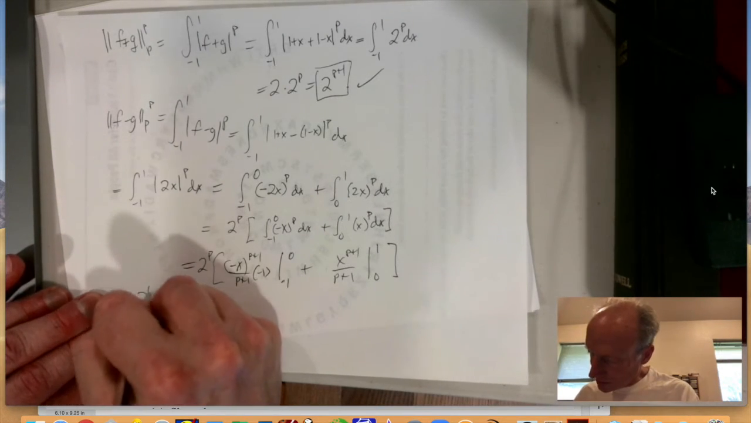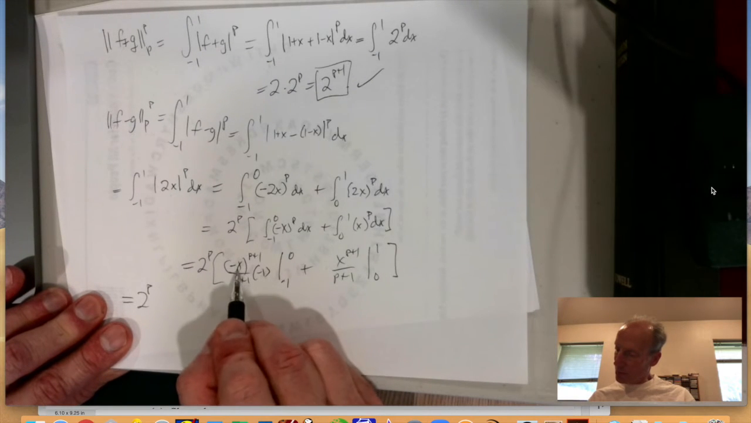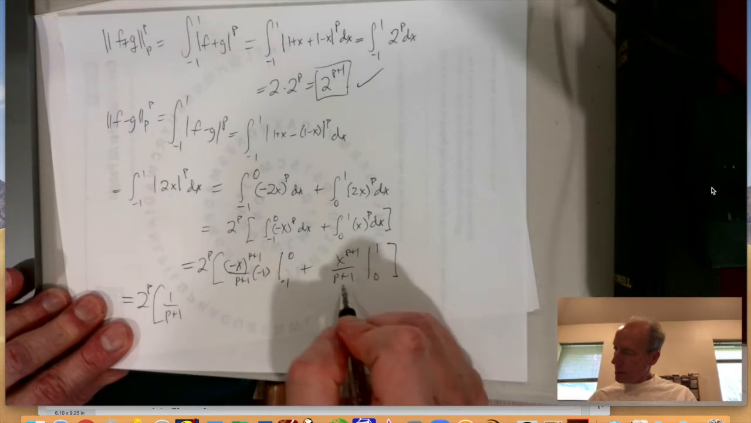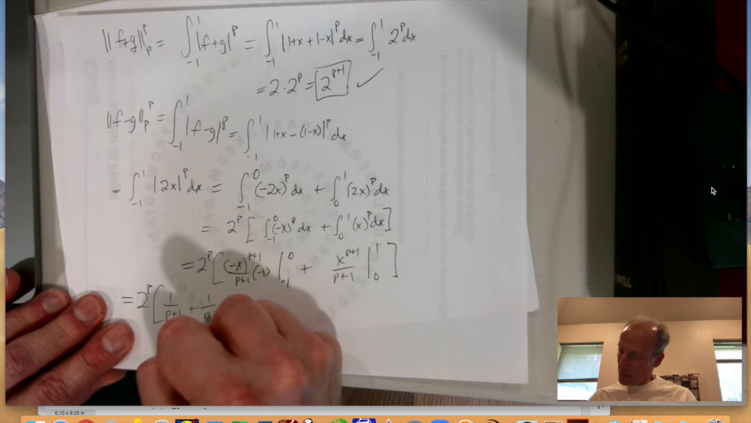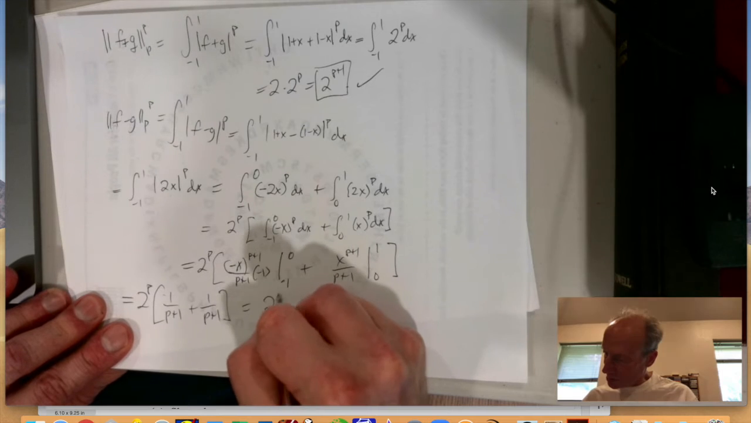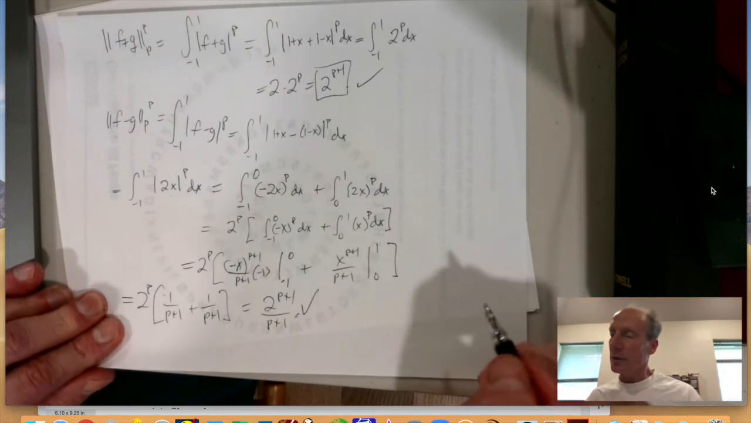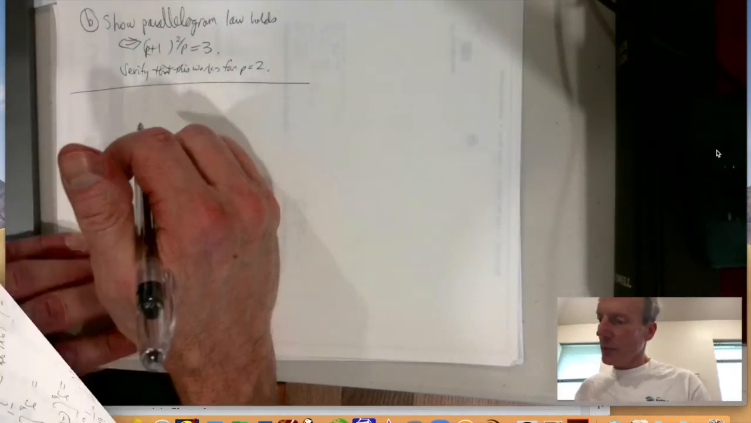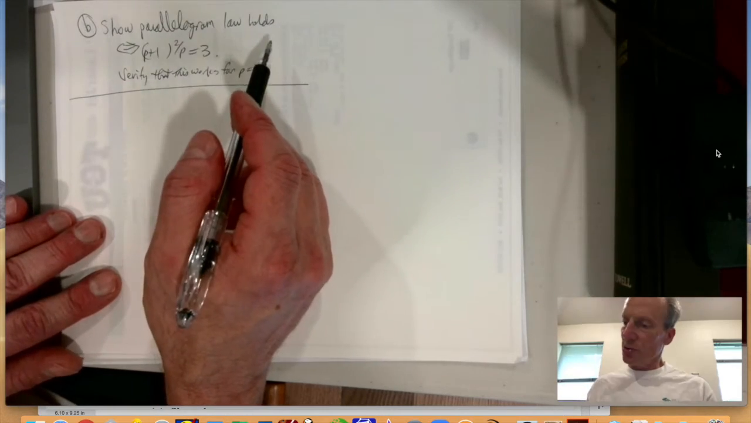And we get 2 to the p, and so plugging in 0, we get 0, but then you plug in 1, so you get 1 over p plus 1 for that one. And this one you get plus 1 over p plus 1. And so the answer is 2 over p plus 1, so 2 to the p plus 1 over p plus 1. Check. And guess what? That's exactly what we were trying to prove. Fantastic.